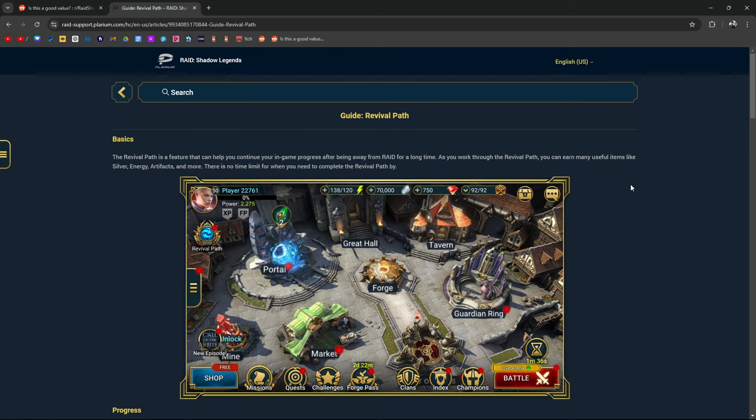So, Plarium's website actually has a guide on the Revival Path. Basics. The Revival Path is a feature that can help you continue your in-game progress after being away from Raid for a long time. As you work through the Revival Path, you can earn many useful items like silver, energy, artifacts, and more. There is no time limit for when you need to complete the Revival Path by.